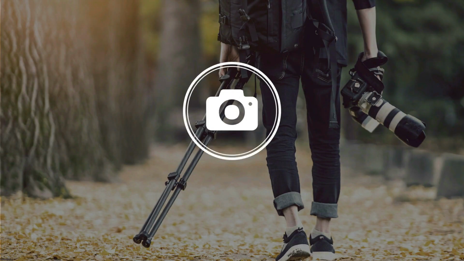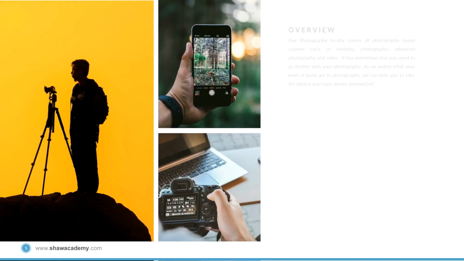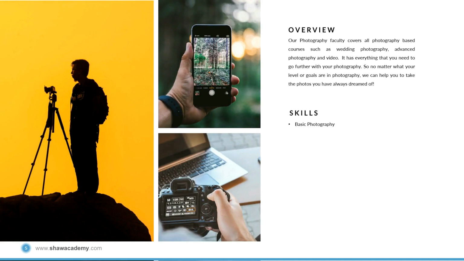Perhaps our most popular faculty is the photography faculty. And as you can imagine, this faculty covers everything to do with photography. So we have basic photography, advanced photography. If you want to become a wedding photographer, we have a course on that as well. Smartphone photography. If you want to get into video production, we also have editing courses within Lightroom and so much more too.